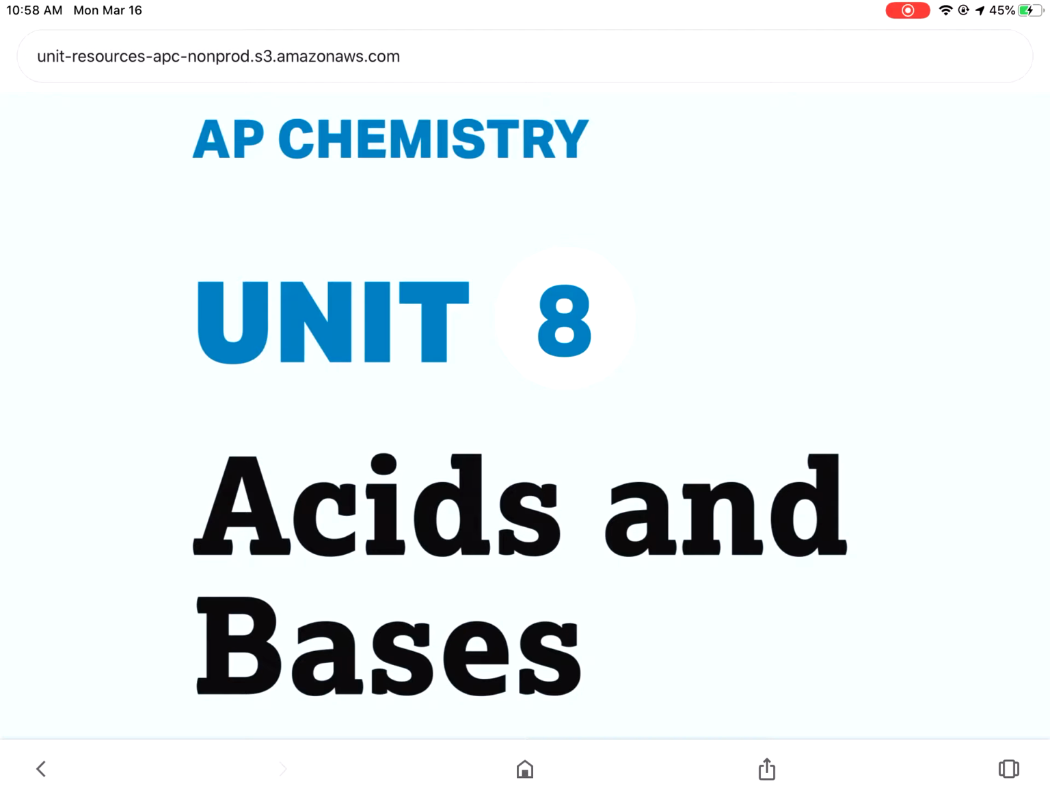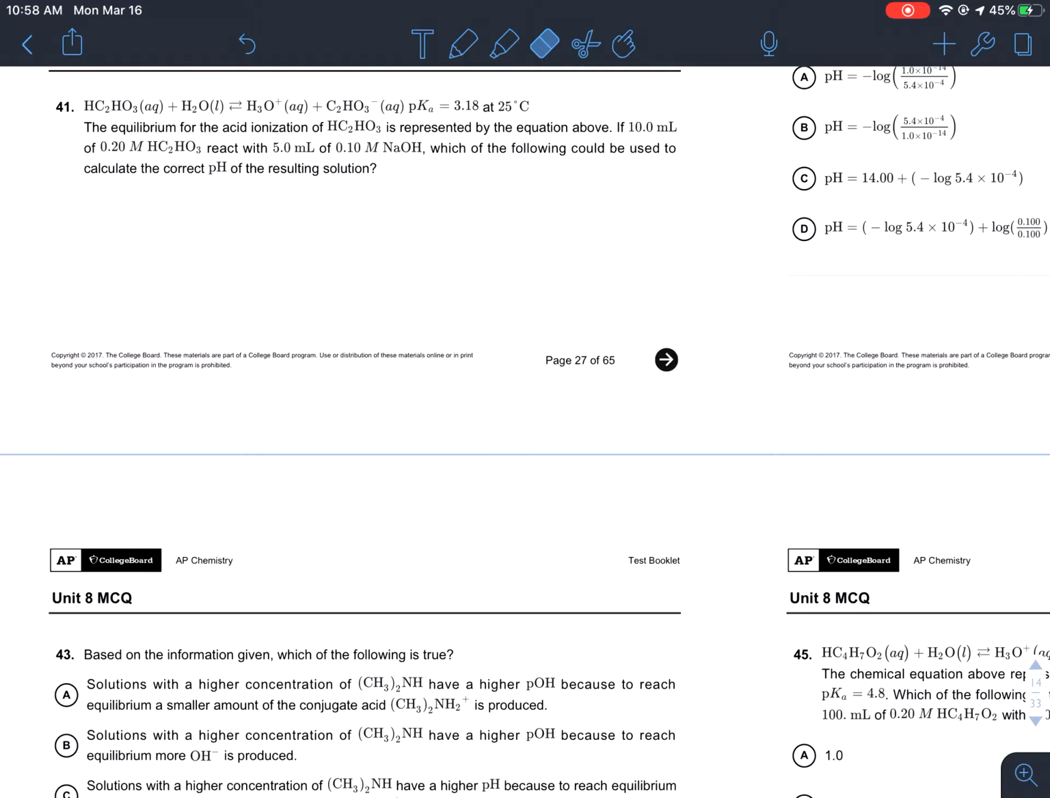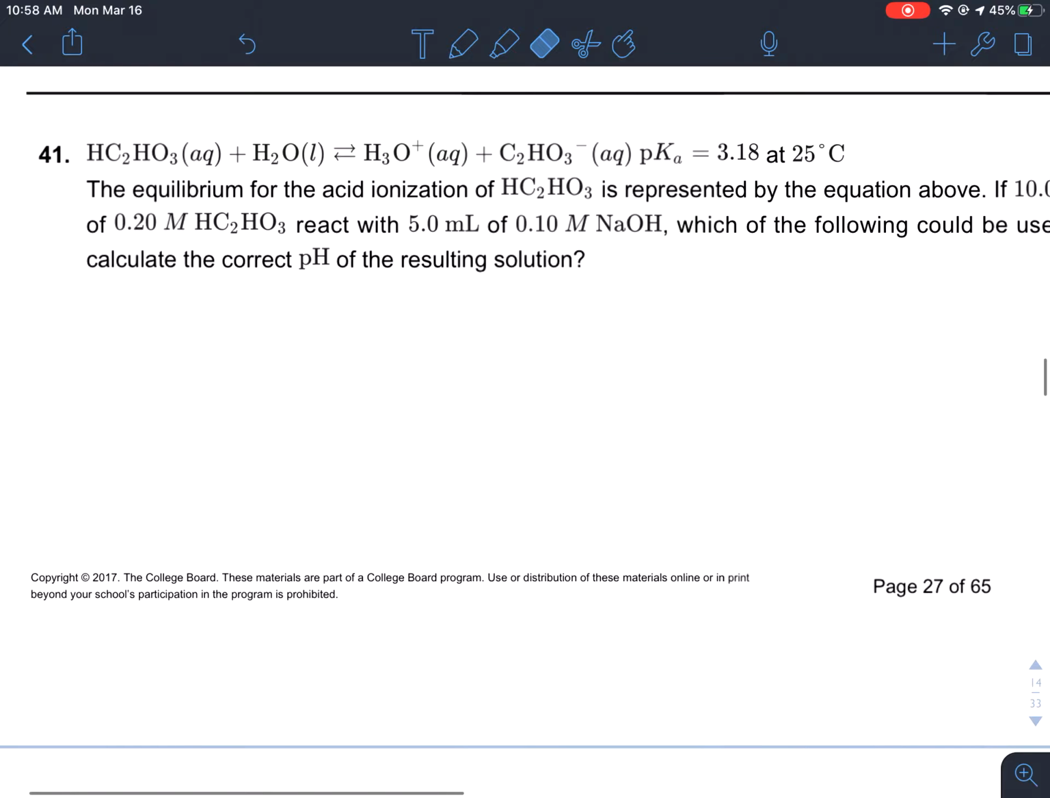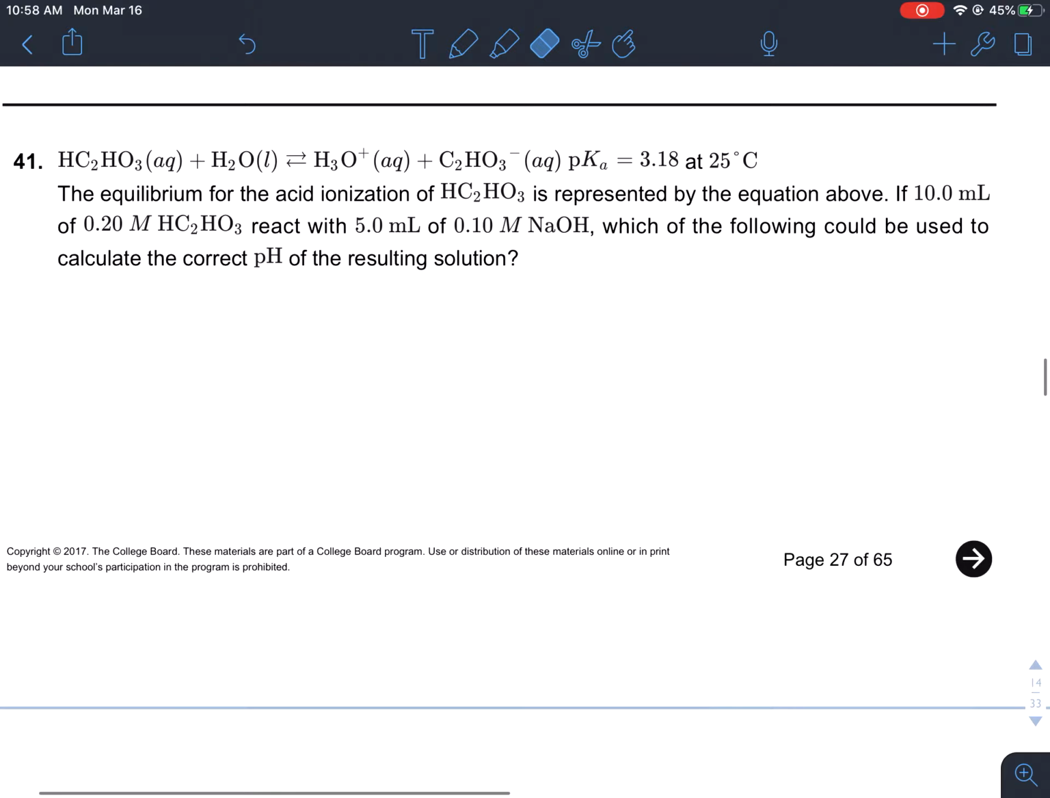All right, we're in Unit 8, Acid Bases. We're on now question number 41. Let's get to the question. You have acetic acid, water forming acetate. The pKa is 3.18 at 25 degrees Celsius. The equilibrium for the acid ionization of acetic acid is represented by the equation above.